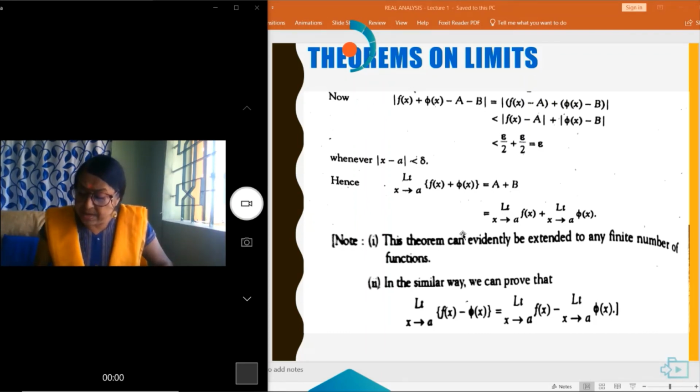Now, similarly we can show that for the difference of two functions, limit x tends to a of f(x) minus phi(x) is equal to limit x tends to a of f(x) minus limit x tends to a of phi(x).